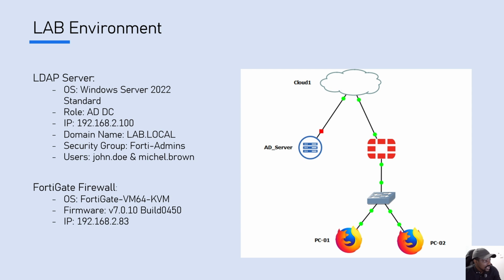On the other side, you have our FortiGate, which is the FortiGate VM, running firmware 7.0.10. This is the IP. We just consider these 2 PCs as the 2 PCs from where these 2 users are going to try to connect to the FortiGate with the credentials that are stored in the Active Directory.